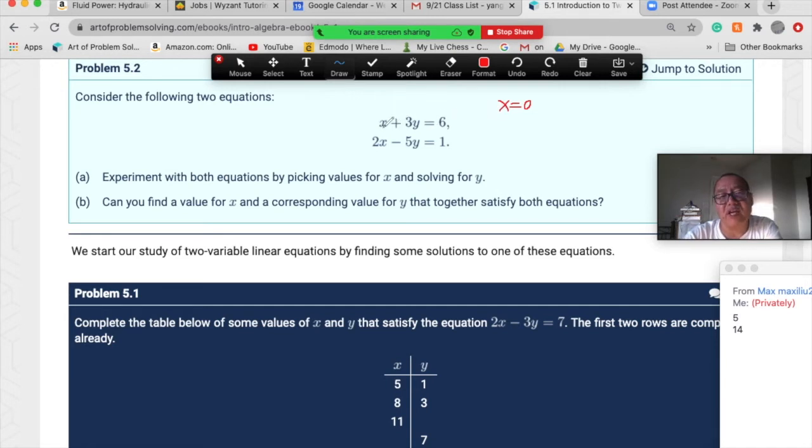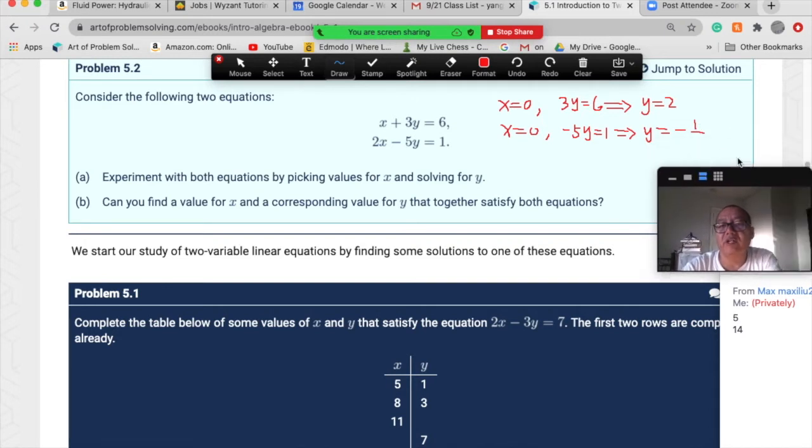If we set x equals 0, then the first equation will become 3y equals 6, because x equals 0. So from this one, we can get y equals 2. Okay. Now, if we plug x equals 0 into the second equation, we get negative 5y equals 1. x equals 0, right? So from this one, we can get y equals negative 1/5.